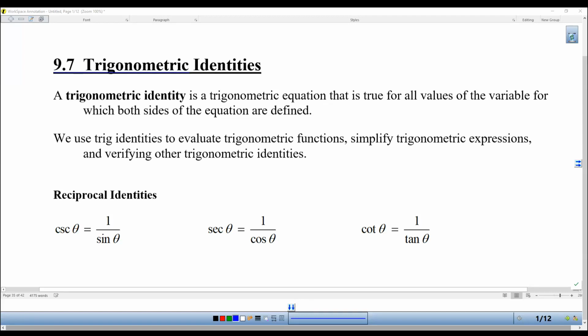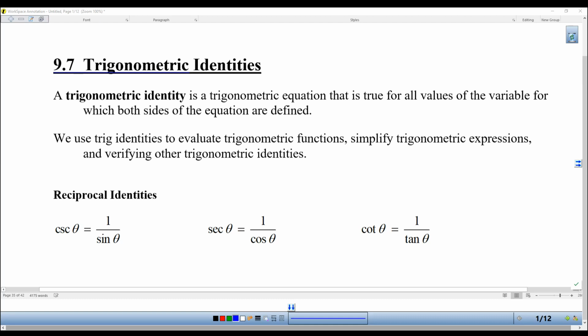This is section 9.7 on trigonometric identities. So a trigonometric identity is a trigonometric equation that is true for all values of the variable for which both sides of the equation are defined. That's a little bit of a mouthful, but we'll go through that in a minute.